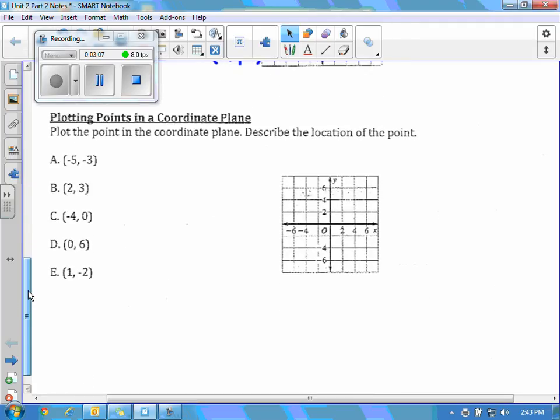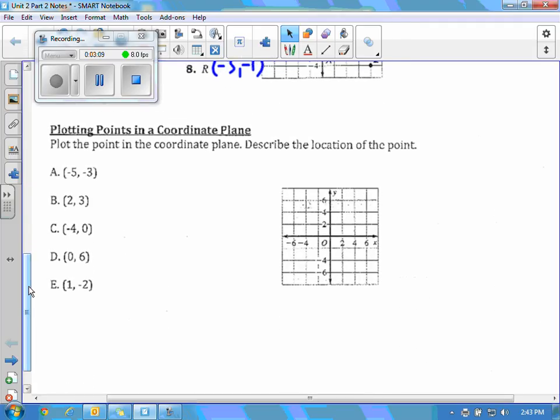In the next section, they give us the coordinates, and we're actually going to plot them on this coordinate plane that I have here. One thing I want you to notice about the coordinate plane is that the values on this go up by 2. So it goes 2, 4, 6. So just make sure you're always watching what your grid scale is. So the first one, point A, is at -5, -3.